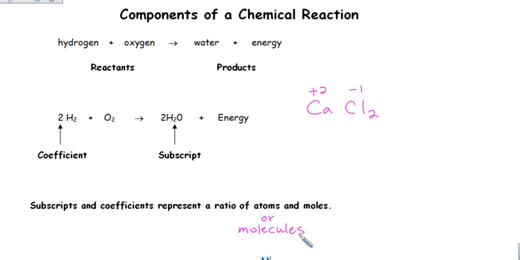However, eventually when we go in the lab, and let's say I want to run this reaction in the lab, I can't pull out 2 molecules of hydrogen from the air, and I can't find just 1 molecule of oxygen, and I can't smash them together and make 2 water molecules. It's just not realistic. We can't work on such a small scale in the lab. So in the lab, we work with a larger ratio.